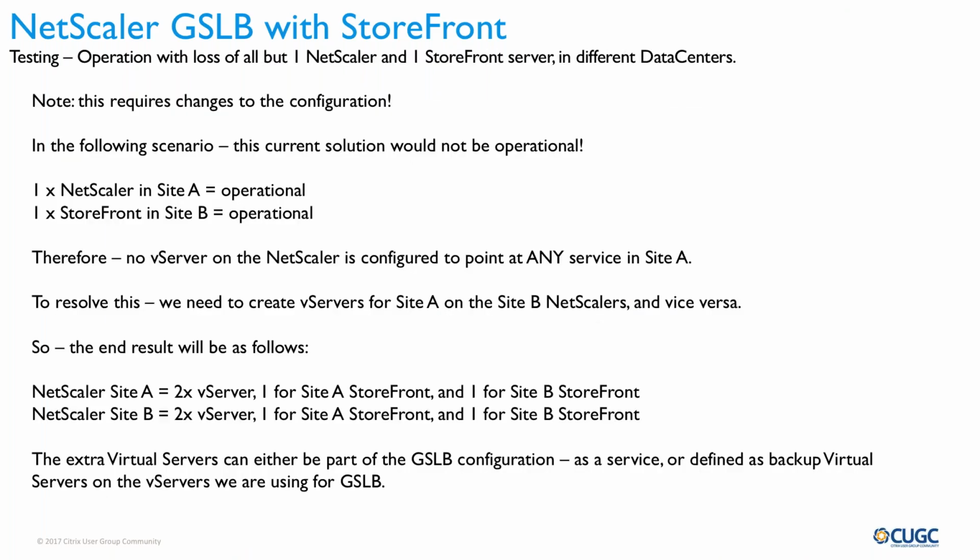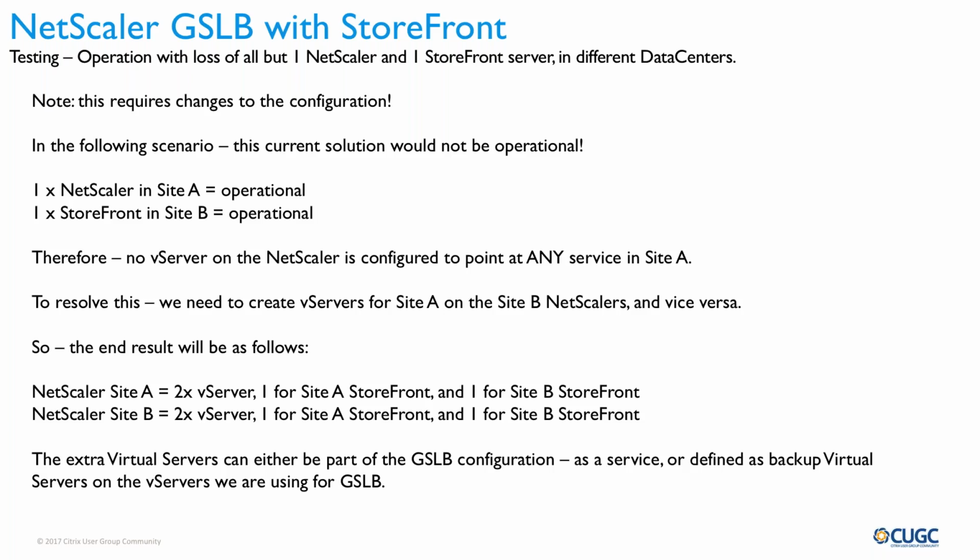Okay, so this is test number 4. So we've seen so far everything working. We've seen what happens when we lose storefront in the site. We've seen what happens when we lose NetScaler and storefront in the site. Things get slightly more complicated when we want to prove the concept with only one NetScaler and one storefront server working in different data centers. This actually requires a change to the configuration.